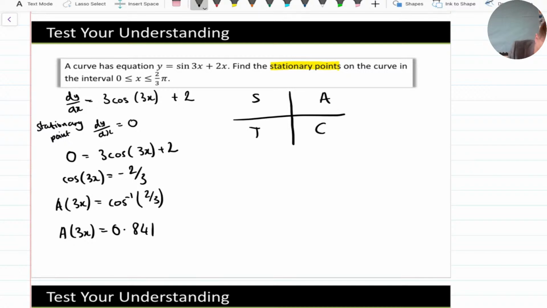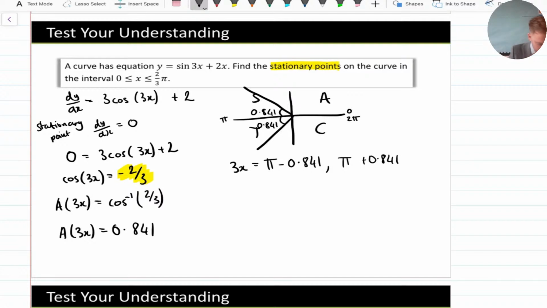Draw my CAST diagram. Remember the negative, the important part, because that tells me where I am. Because I'm negative, I know that I'm going to be in sine and in tan because I'm dealing with cos. So this angle here is 0.841. This is pi. This is 0 and 2 pi. So in which case 3x is going to be equal to pi minus 0.841 and pi plus 0.841.